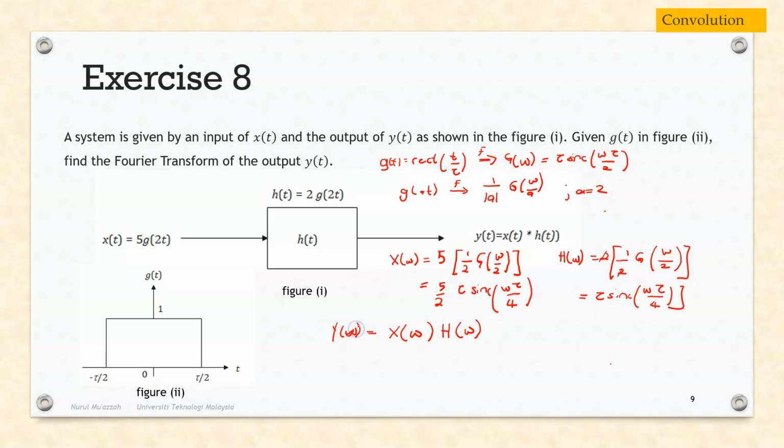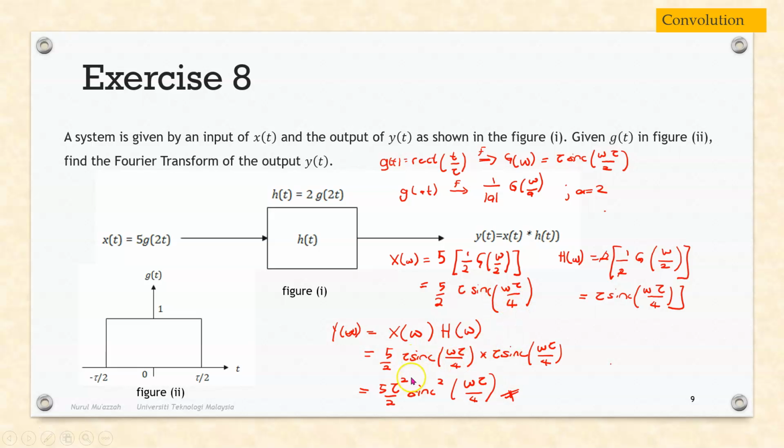So basically this is quite a simple process compared to when you use the convolution in time domain. So this one equal to 5 divided by 2 tau sinc omega tau over 4 multiplied by this one, tau sinc omega tau divided by 4. And then solve for this. We will get 5 tau squared divided by 2 sinc squared omega tau divided by 4.